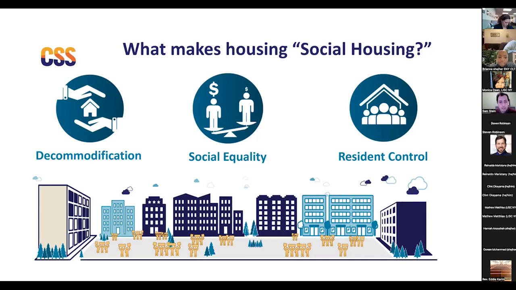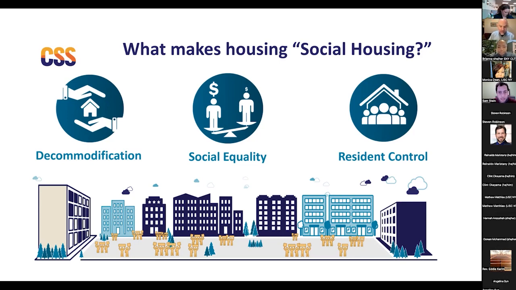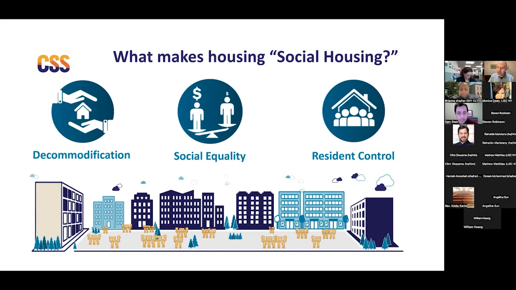The first is decommodification. That's a long word for making housing about quality, not profit. If you look at the word, it has commodity in the middle of it. A commodity is an object that is produced, bought, and sold for profit. We want housing not to operate like that.